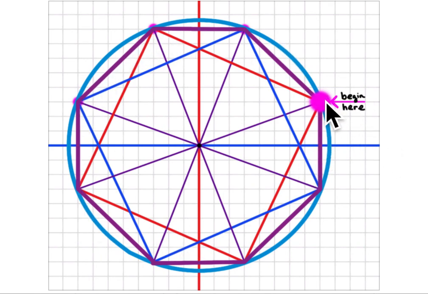So if you begin here, what are the coordinates of that point? Can you predict what the coordinates of a 90-degree rotation are going to be once you know the coordinates of this point? In other words, can you predict what the coordinates of this point are going to be? Or if you want to go in a clockwise direction, can you predict what the coordinates of this point are going to be?